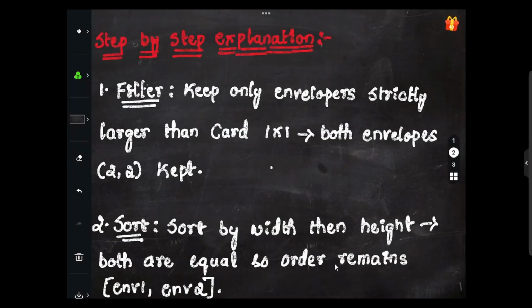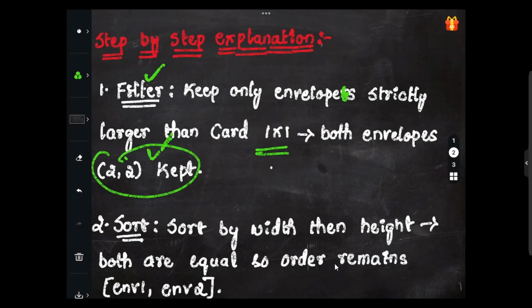Let's move on with the step-by-step explanation here. First, we will filter. Let's see what we will filter. First thing we do here is we'll keep only envelopes strictly larger than the card, 1 into 1. We'll keep only the envelopes strictly larger than the card 1 into 1. Both the envelopes 2, 2 are kept here. So this is how we filter.